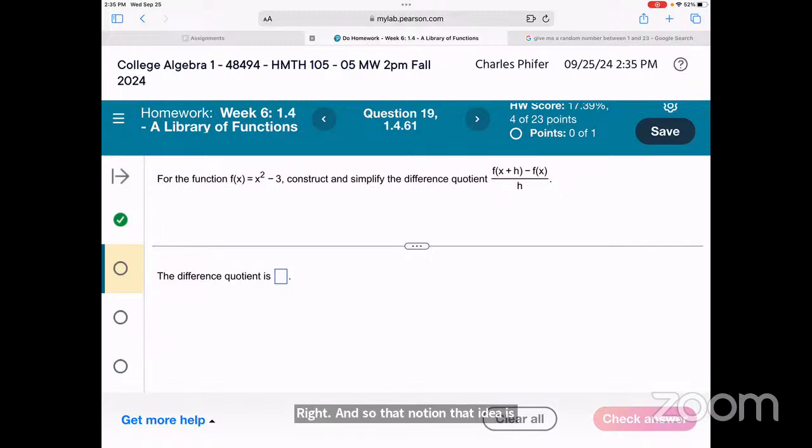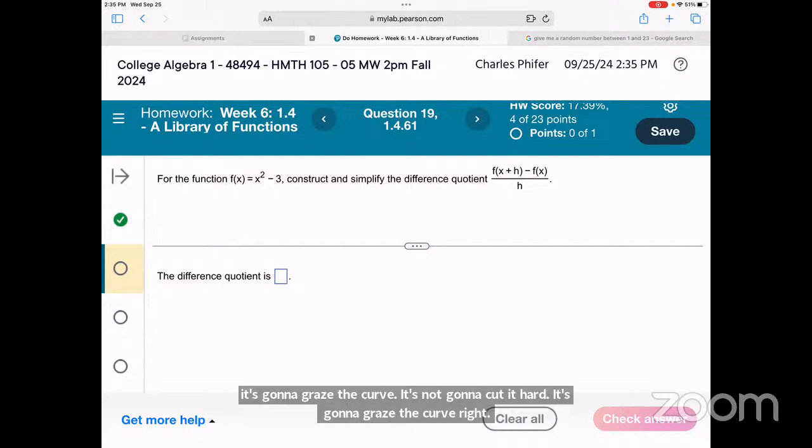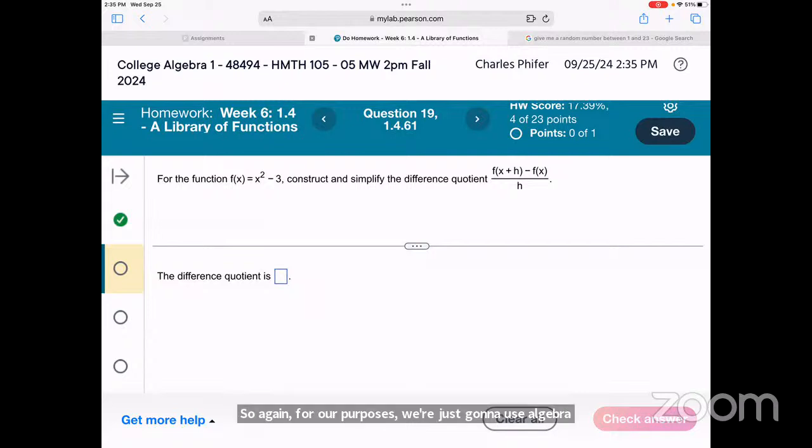The derivative is the slope of a tangent line at a point. For our purposes, we're looking at the slope of a secant line, right? A secant line is going to cross a curve at more than 1 point. A tangent line is going to cross a curve at 1 point, but it's going to graze the curve. It's not going to cut it hard. It's going to graze the curve, right? So again, for our purposes, we're just going to use algebra to simplify the difference quotient.